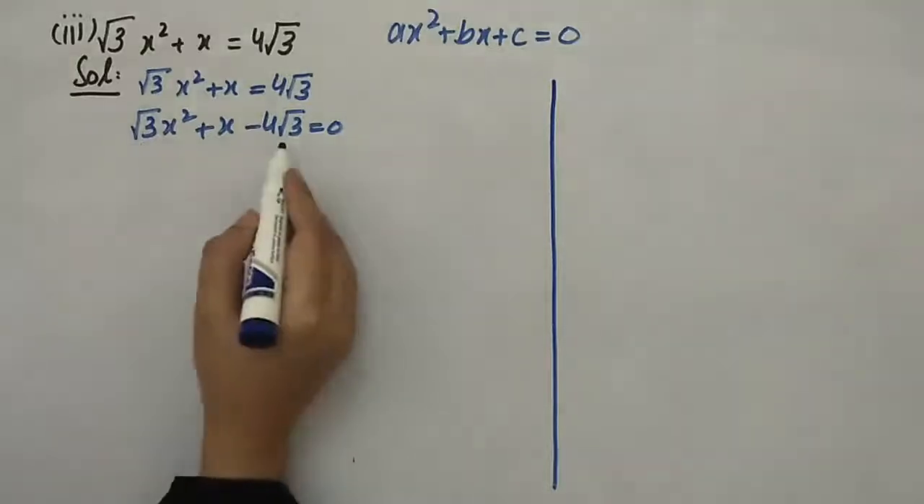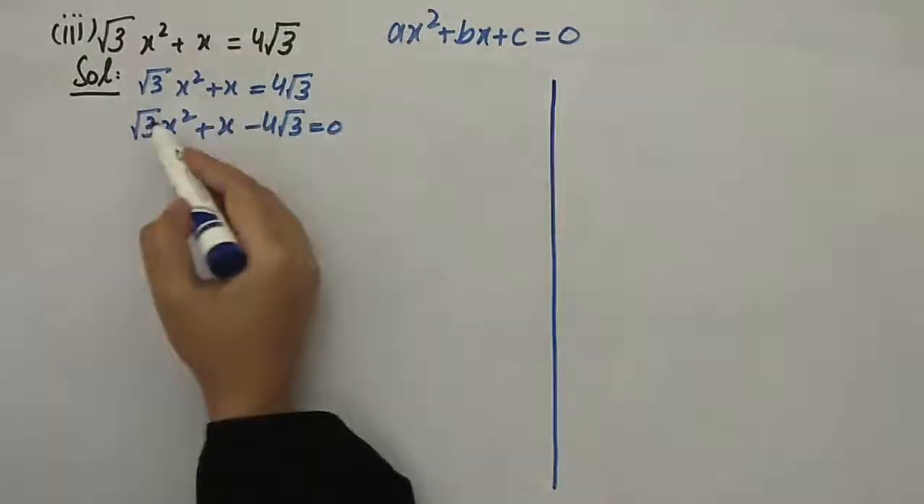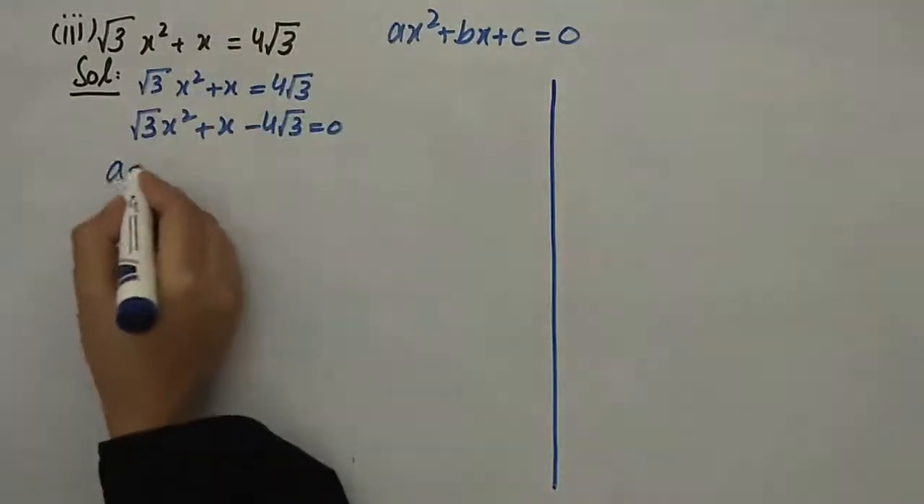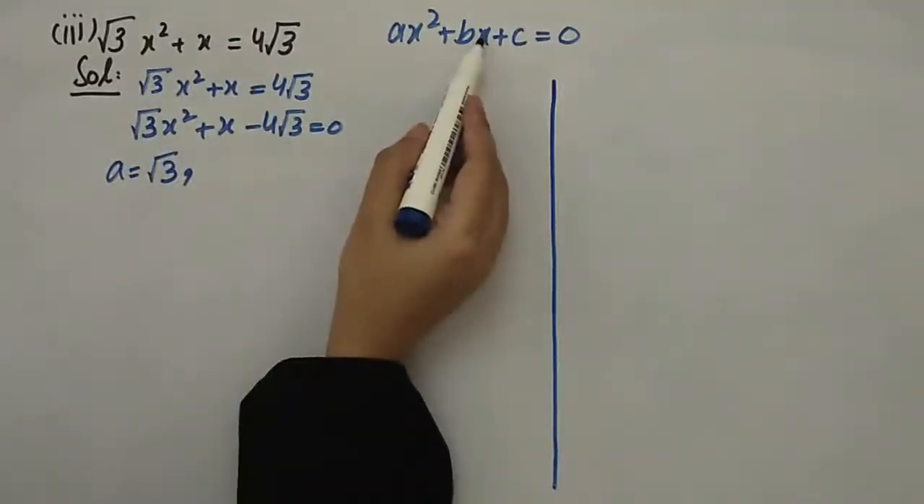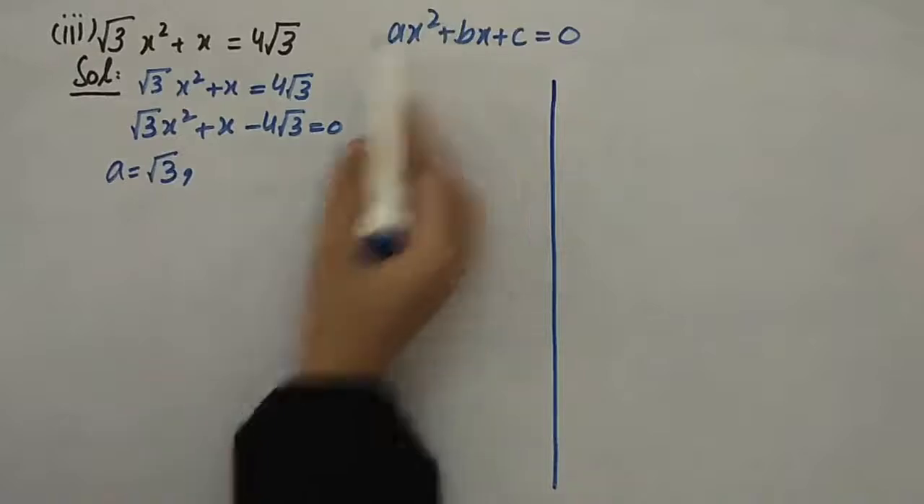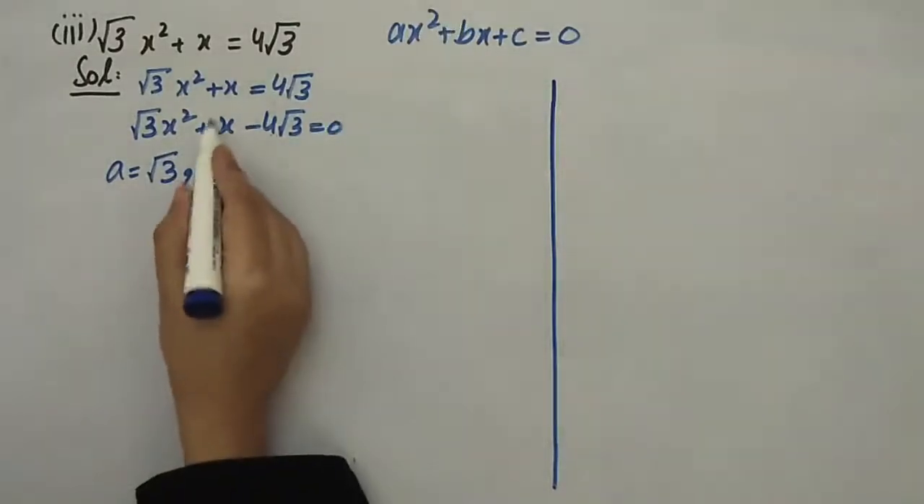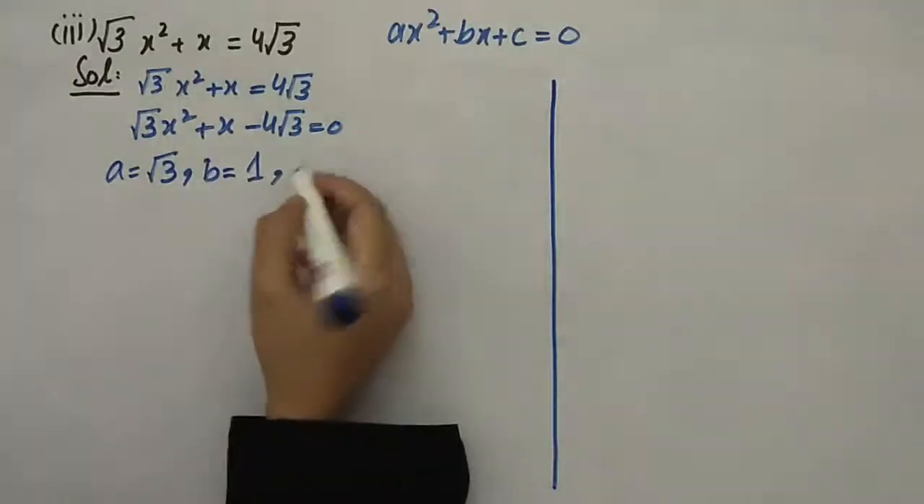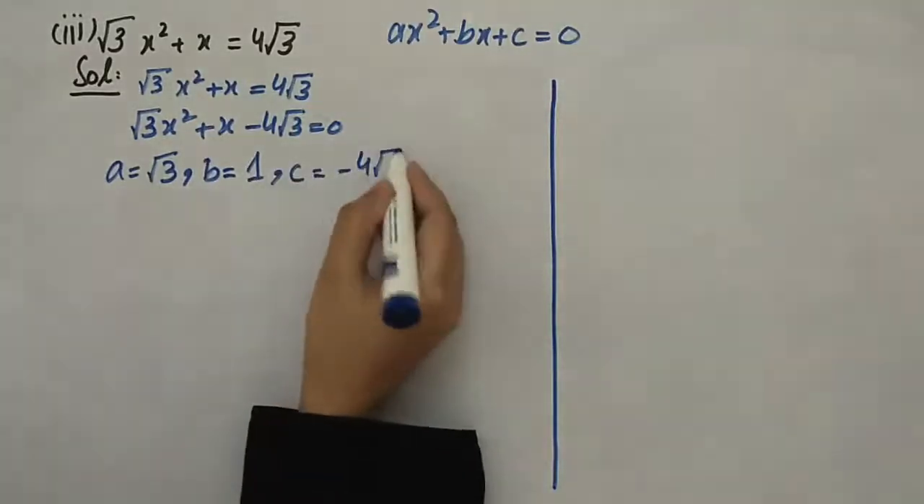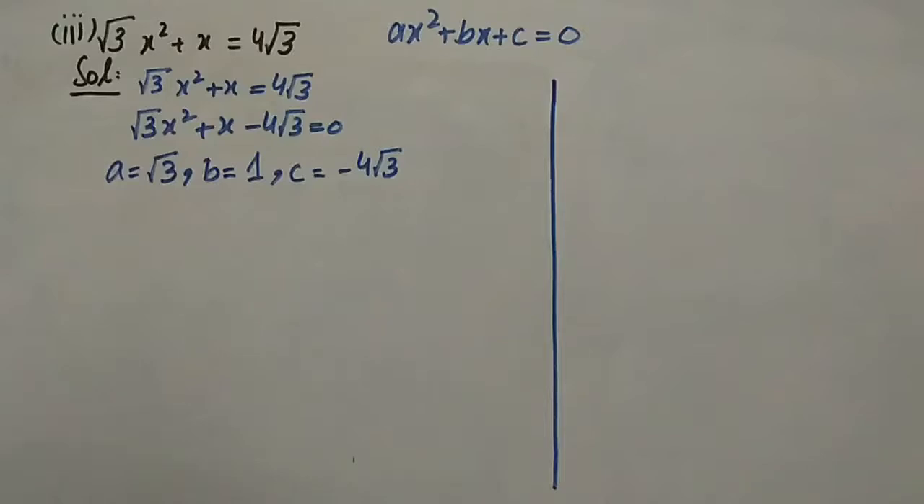So now it is the standard form. Compare what is the value of a. The value of a is under root 3. What is the value of b? What is b? x के साथ जो भी टर्म होगी it is b. So here we have 1. So b is equal to 1. c. What is c? Minus 4 under root 3. Clear?